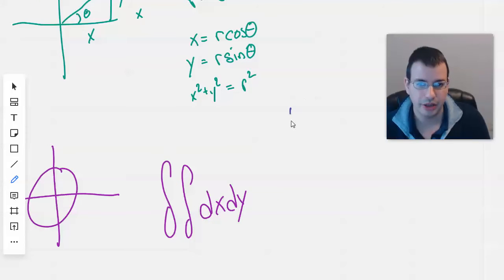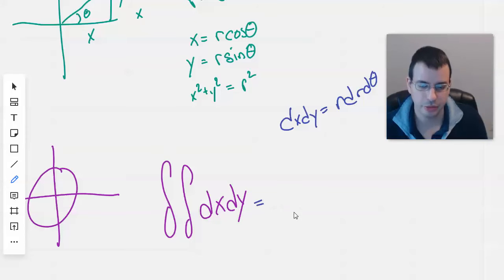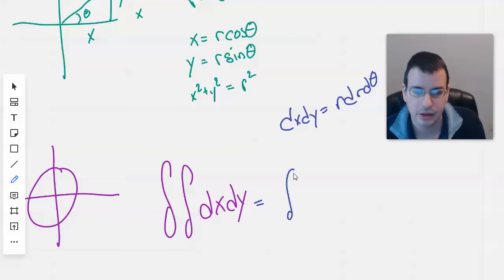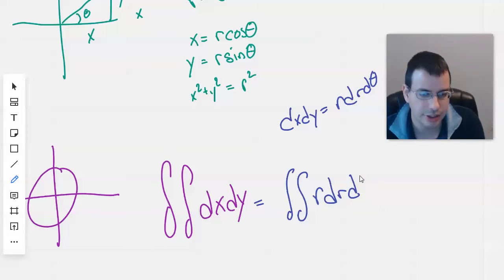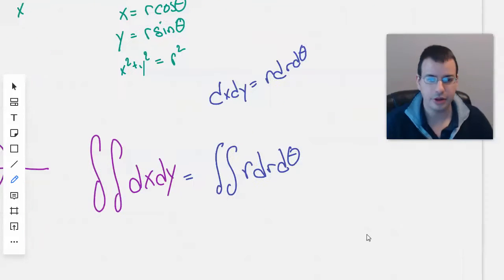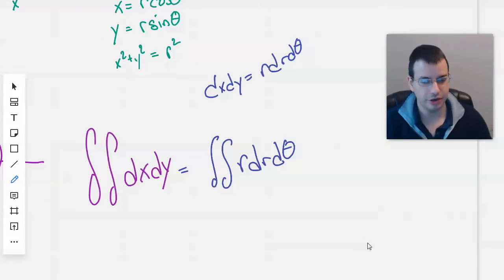dx dy equals r dr d theta. So this would equal r dr d theta. And your thought's like, well, where's that second r come from? How do we know this? Etc., etc. Just memorize it.